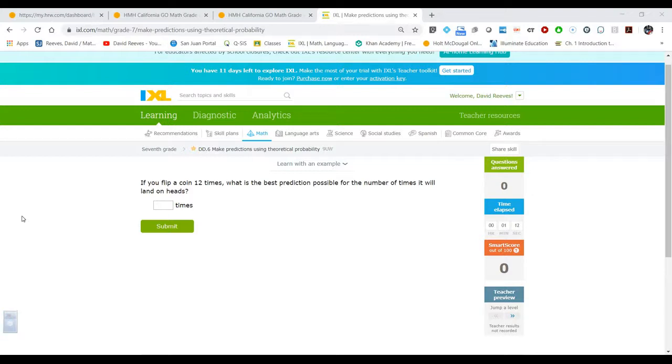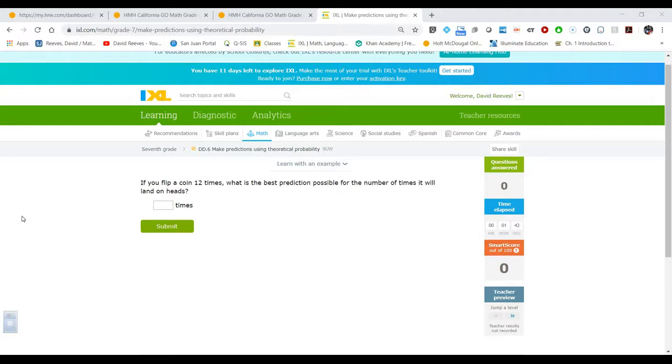And today I'm going to be making a really quick video showing you how to use theoretical probability to make predictions. All right, so I'm just going to go ahead and work through some examples from IXL because if you understand how to find the probability of an event, then it's just one more step if you're going to make a prediction. So let's just take a look right here. We're going to dive right in.